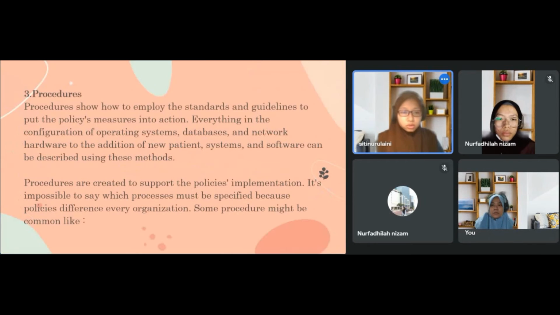Next, number 3 is procedures. Procedures show how to employ the standards and guidelines to put the policy measure into action. Everything in the configuration of operating system, database, and network hardware to the addition of new patient system and software can be described using this method. Procedures are created to support the policy's implementation. It is impossible to say which process must be specified because policy is different in every organization. Some procedures might be common, like the following.